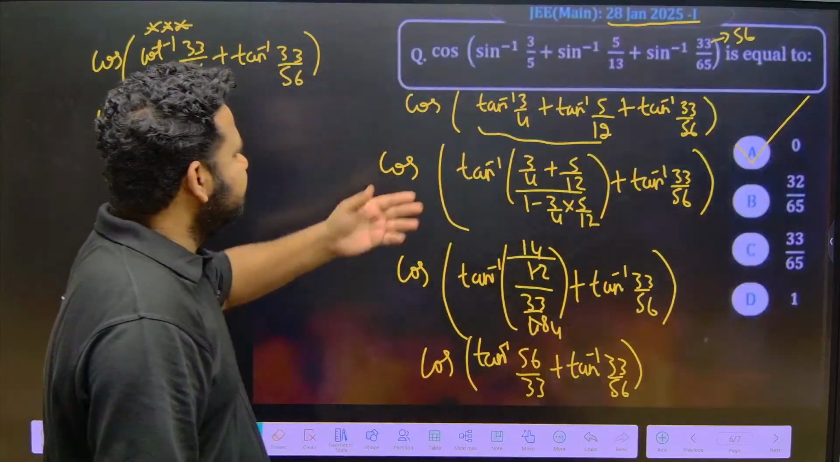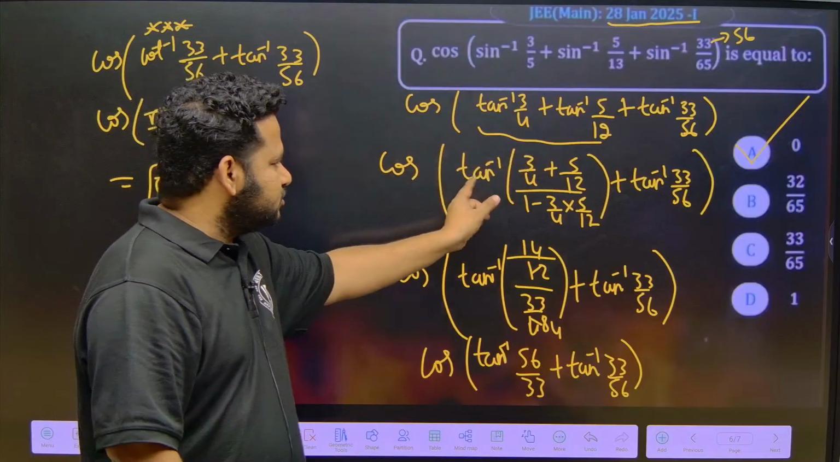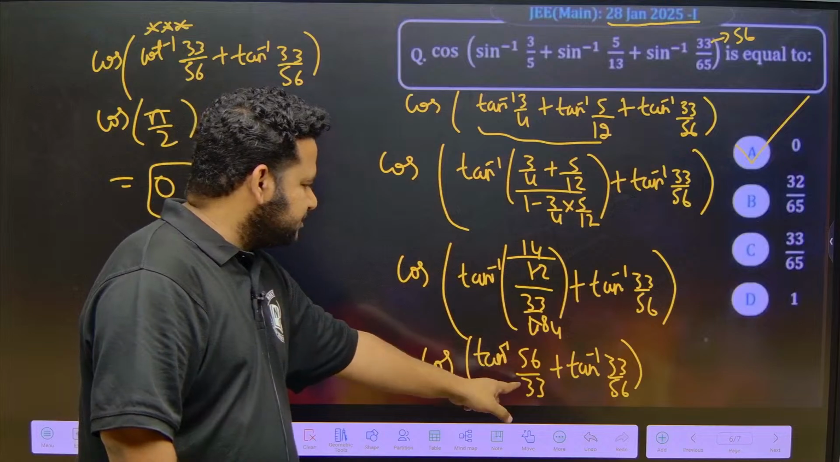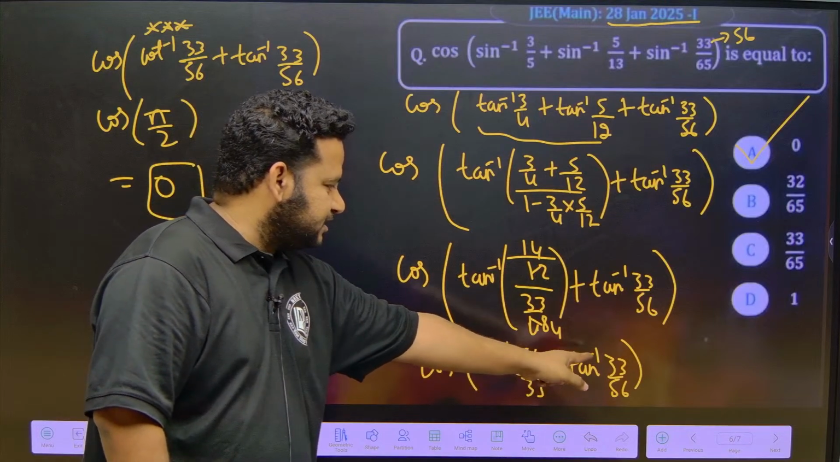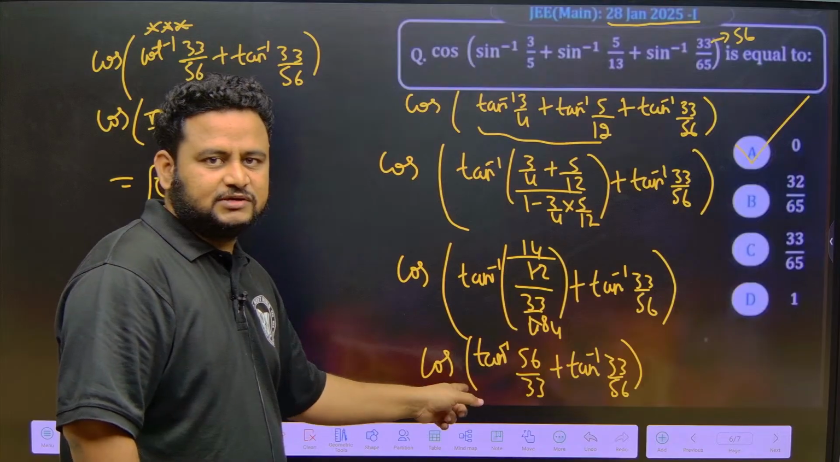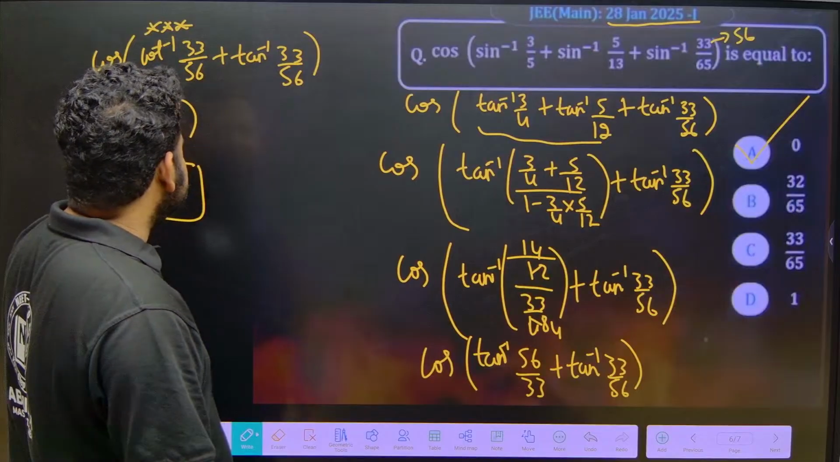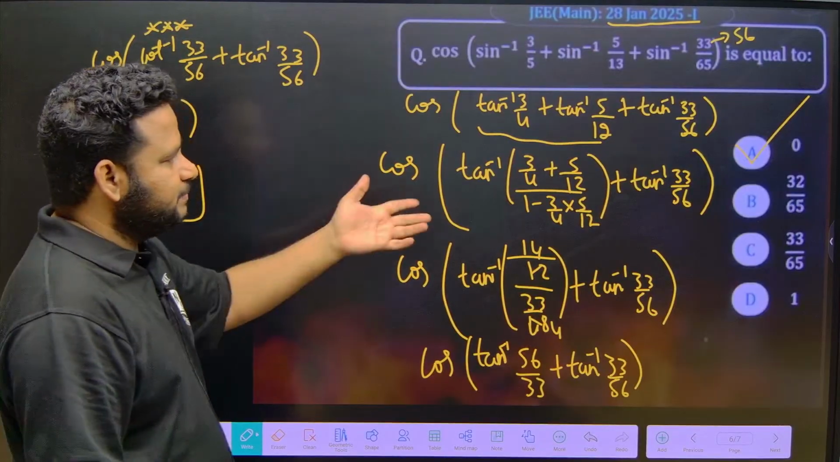Next thing, this is fairly simple. Pythagorean triplets I used, and then I wrote it in terms of tan. So this I will get as tan inverse of 56 by 33, and this is tan inverse of 33 by 56. So I can use the reciprocal relation: tan inverse of x is equal to cot inverse of 1 by x. So I got cot inverse plus tan inverse, that is equal to pi by 2. Cos pi by 2 will be equal to 0.